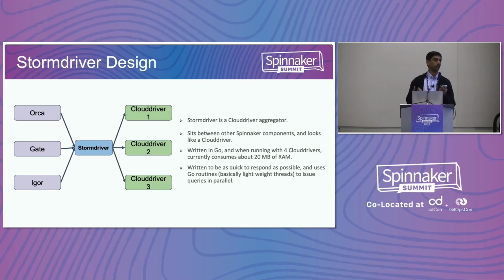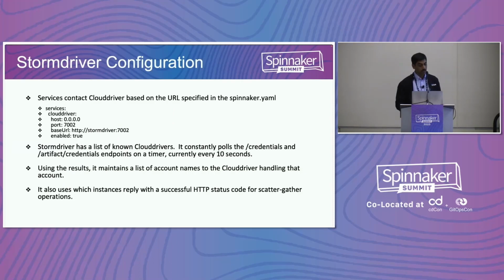We also wanted to keep the footprint really small and get that efficiency, so we wrote it in Go. It basically connects to Cloud Drivers and does the scatter gather. When Orca wants to deploy, it knows which Cloud Driver instance to go to. And if someone asks what Cloud Driver accounts exist, it can give you accounts from all three of them together. So that's a fairly simple design. It works really well. But by itself, it doesn't allow remote deployments and things like that.